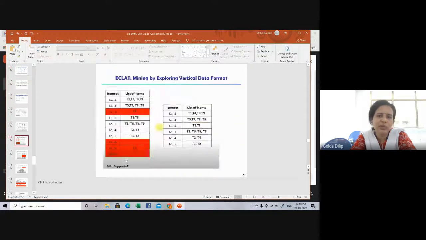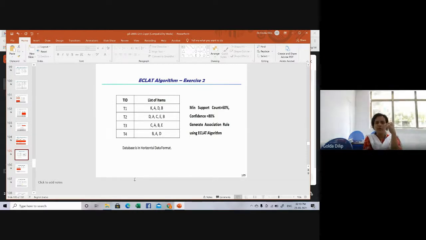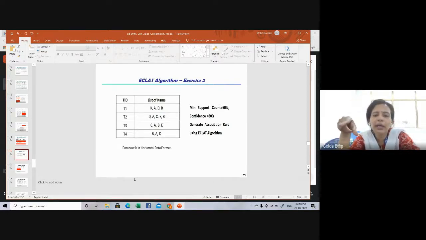Now I'll give you an exercise. Please work it out. There are 4 transactions given in the horizontal data format. T1, the list of items are K, A, D, and B. T2, D, A, C, E, and B. T3, C, A, B, and E. T4, B, A, D. The minimum support count is 60%. The confidence is 80%. You are supposed to generate association rules using the ECLAT algorithm.